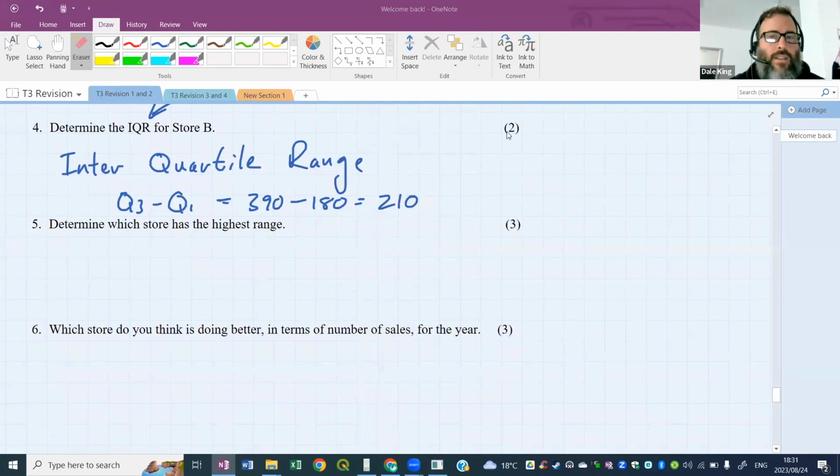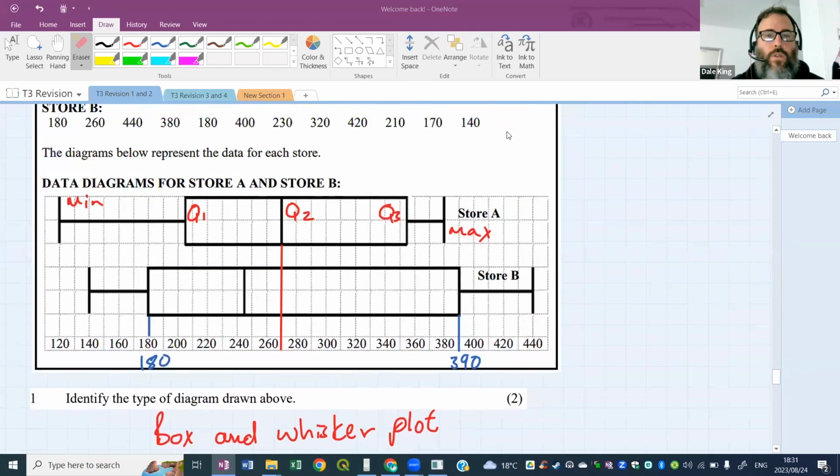Determine which store has the highest range. Oh, determine which store has the highest range. I'm going to leave this diagram on the screen for a little bit, and I'm going to let you work that out. Everybody, determine the store with the highest range. Not only must you tell me which one, you need to give me the range as well.